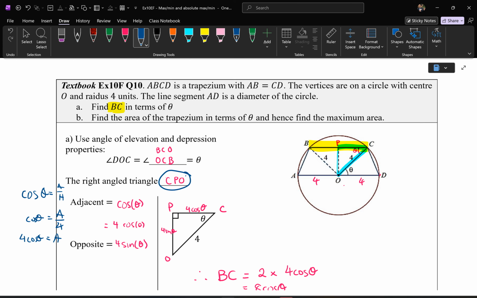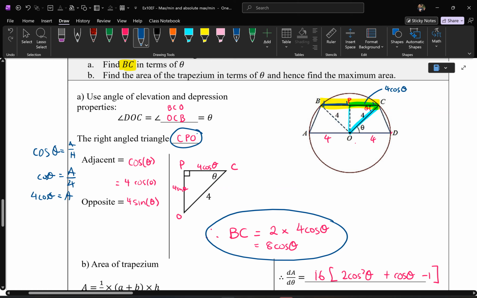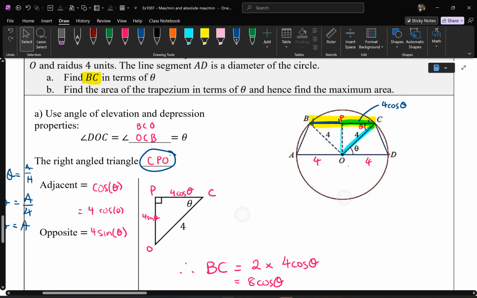Okay? So why do I want to know that this is 4 cos theta? Because together, BC must be a double length. So double 4 cos theta, BC is equal to 8 cos theta. Okay, so that was the key step. Can I get a show of hands of who was able to do part A, find BC?